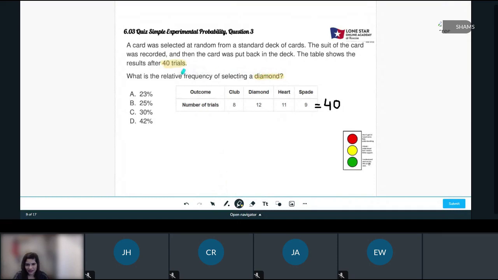Most of the time, relative frequency is in decimals or percent. And this time they did percents. Okay? And they want diamond. Diamond happened 12 out of 40 times, right? So we can say diamond happened 12 out of 40 times. If you want, you can simplify it by 4. This will help you make a percent, right? Simplify it by 4.